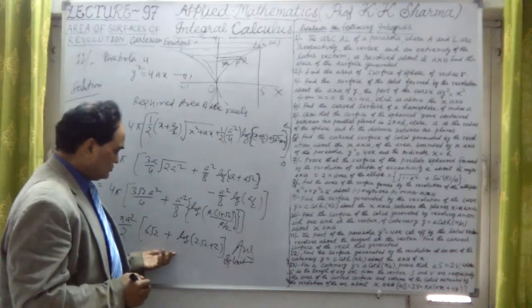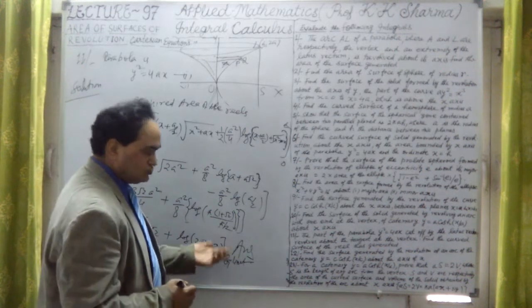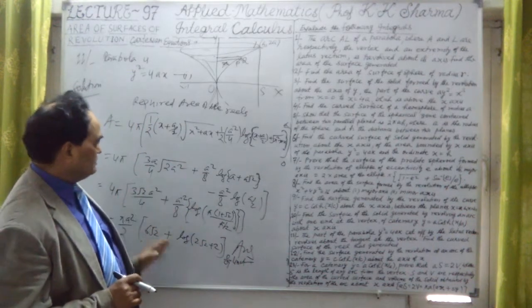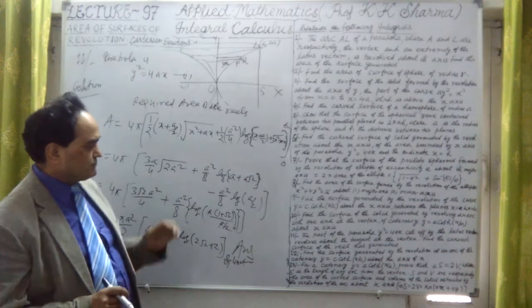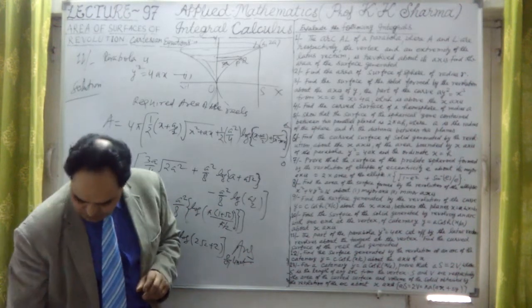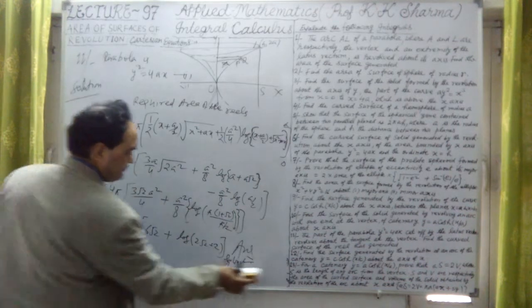2 6 under root 2 plus log of 2 root 2 plus 2. Final answer. Okay, everything is clear up to now. This is question number 11 we have done. Now 12th question, 13th question, the two questions are left over. Let me take them now.